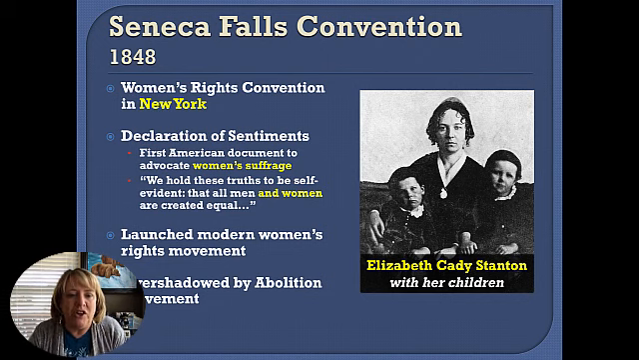And they modeled the Declaration of Sentiments on the Declaration of Independence. We hold these truths to be self-evident, that all men and women are created equal. This is going to launch the modern women's rights movement. But unfortunately, at the time, it got overshadowed by other movements, specifically the abolition movement.